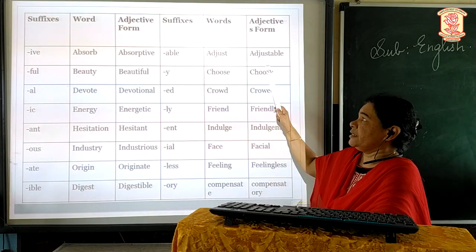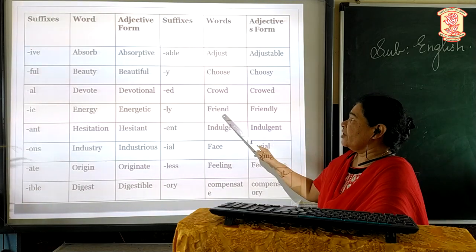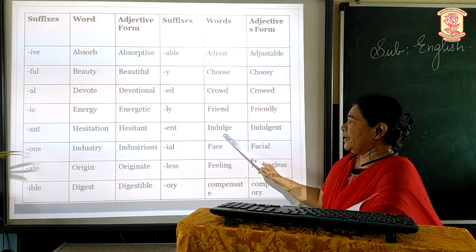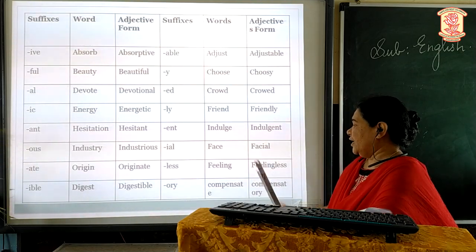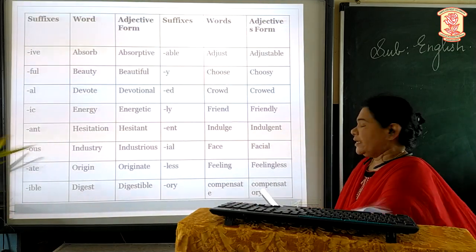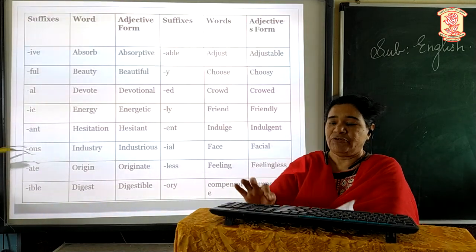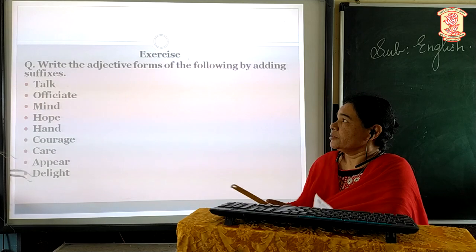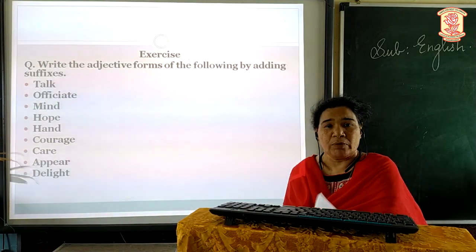Adjust, adjustable. Choose, choosy. Crowd, crowded. Friend, friendly. Indulge, indulgent. Face, facial. Feeling, feelingless. Compensate, compensatory. These are the examples of adjective form. Now you have to do this exercise. You have to change these words into adjective form.